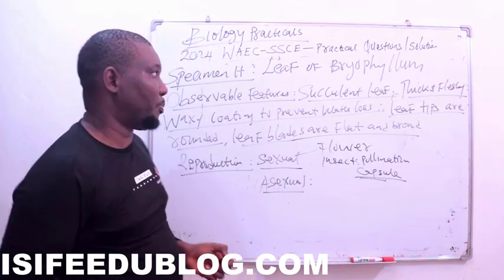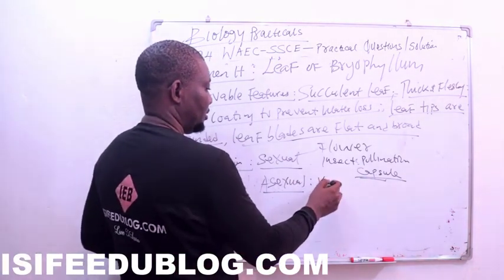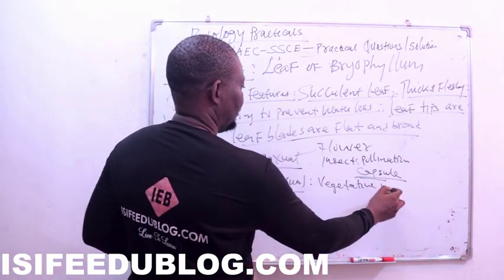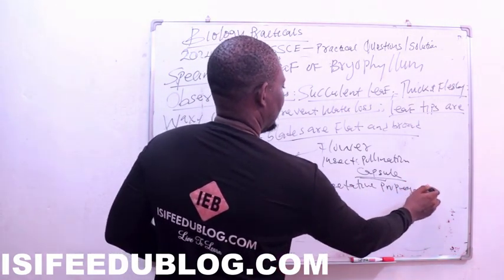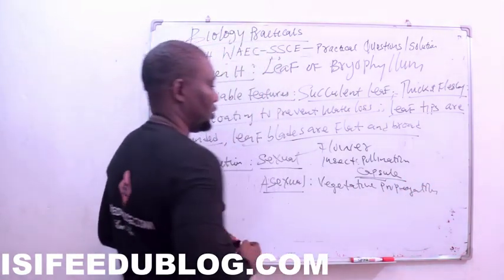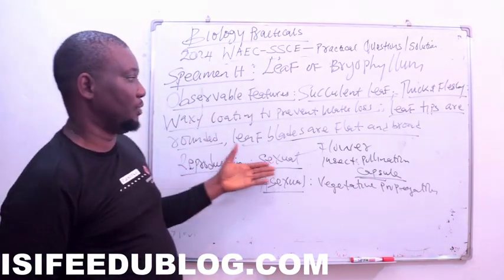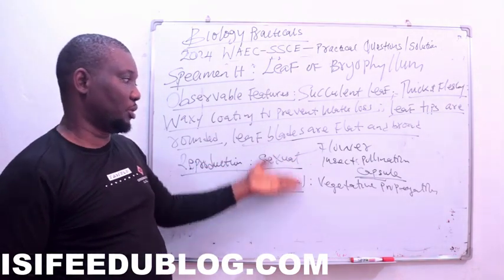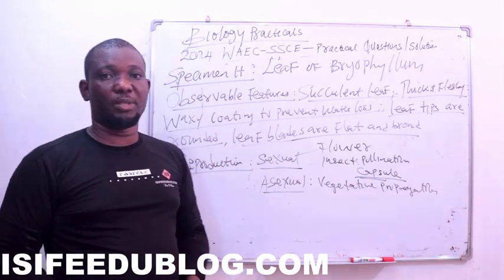Via asexual reproduction, the plant can reproduce asexually by vegetative propagation. So this is very important information. The techniques of this reproduction is a question that will likely come out, as well as the conservation.